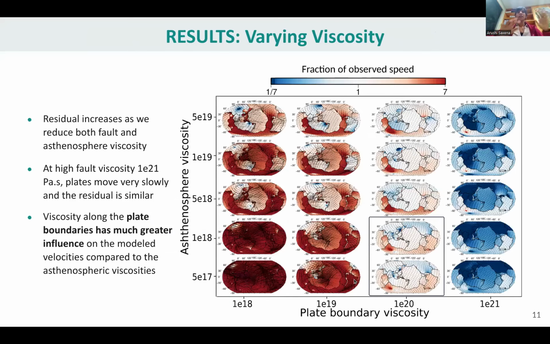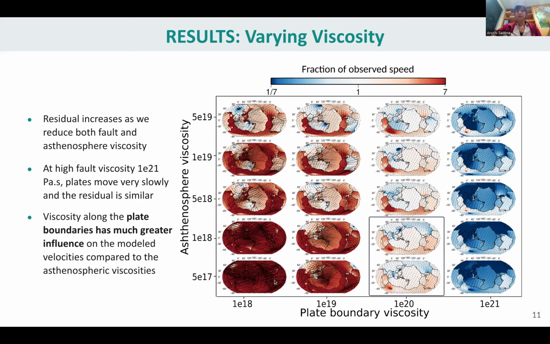So first, we fix the plate boundary geometry model and only look at the effect of varying plate boundary viscosity and asthenosphere viscosity. So this plot shows increasing plate boundary viscosity from left to right, and then vertically increasing asthenosphere viscosity from bottom to top. Each of these globes shows the velocity residual with respect to the GPS, and redder colors are the models that are too fast with respect to the GPS values, and blue colors are the models that are too slow with respect to the GPS velocities. The whiter models are the models that fit well with the GPS velocities.